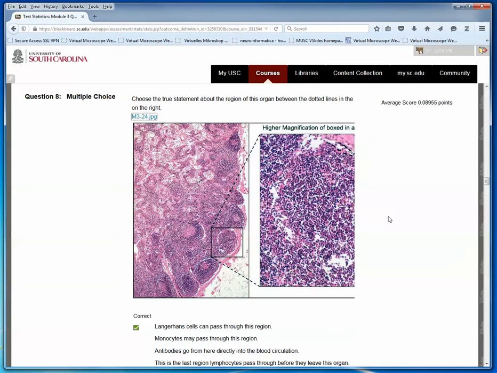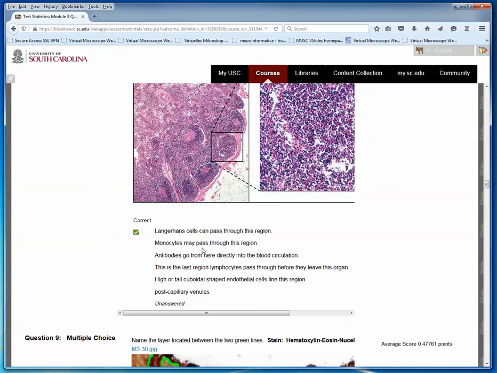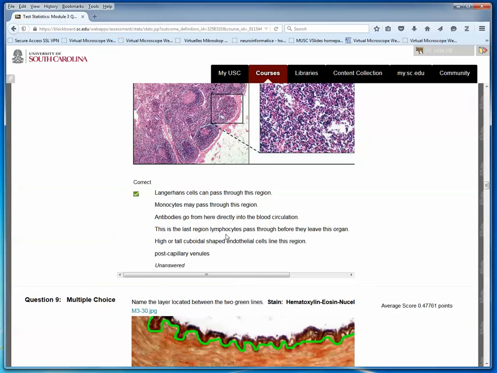So if you go back over here, what's the true statement about that subcapsular sinus? Well, it's Langerhans cells from the epidermis that capture antigen and migrate into lymphatics and eventually find themselves coming into the lymph node by way of the afferent lymphatics. And none of these other answers are appropriate.